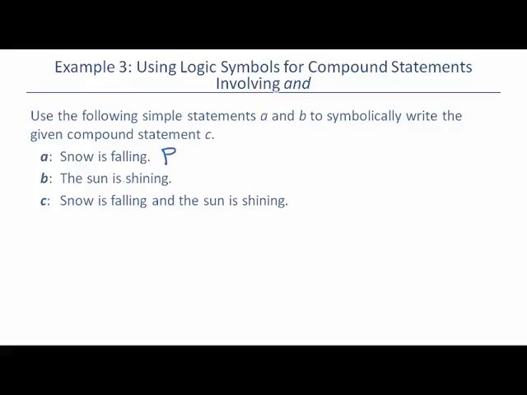And then the sun is shining, also a single statement. Call that Q. That's my way of writing a Q. Sorry, I know it looks like a 9 with a line underneath it, but that's my Q. And then snow is falling and the sun is shining. So here's snow is falling, here is sun is shining, and then "and" is this symbol. Okay, it's that simple.